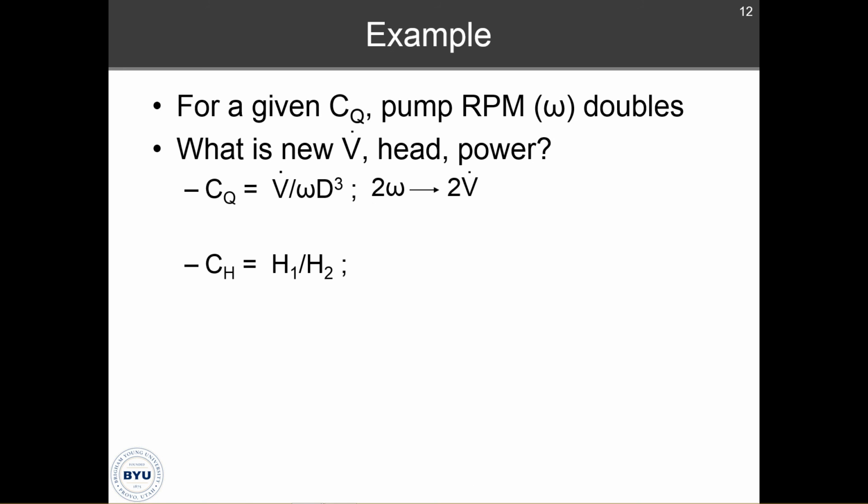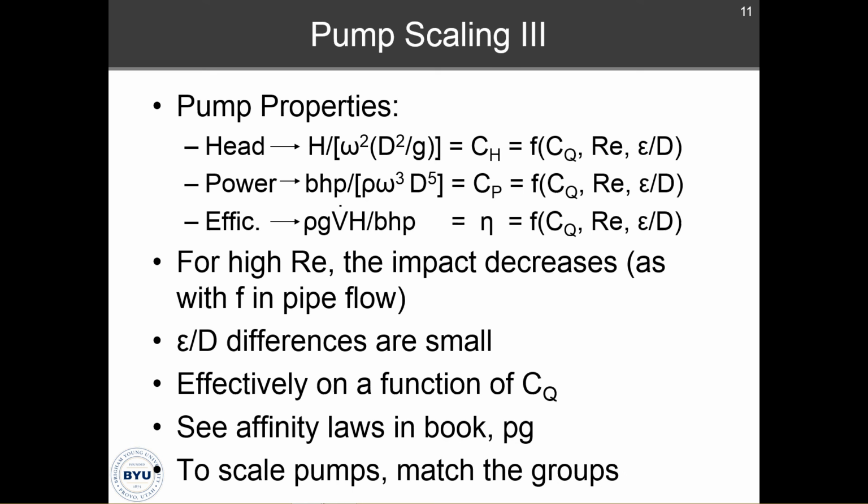So let's come down here. And sure enough, if we double the rotational speed, the head has to increase by a factor of 4. Let's finally look at power. So we come back up here to the power number, the coefficient of power. And again, we're told that the omega increases by a factor of 2. So 2 cubed is going to be 8.